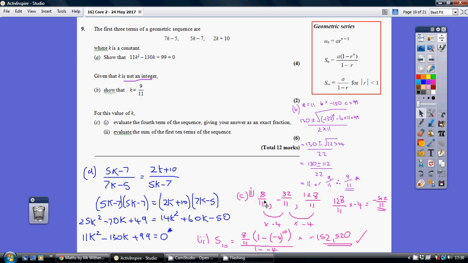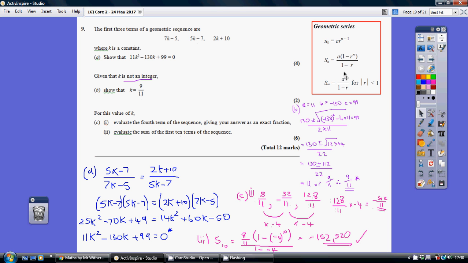Dividing the second by the first, I can see that my common ratio is multiplying by minus 4, as it is dividing the third by the second. So my fourth term, I just take my third term, multiply that by minus 4, and it gives me minus 512 over 11. Now for C part 2, evaluate the sum of the first 10 terms of the sequence.